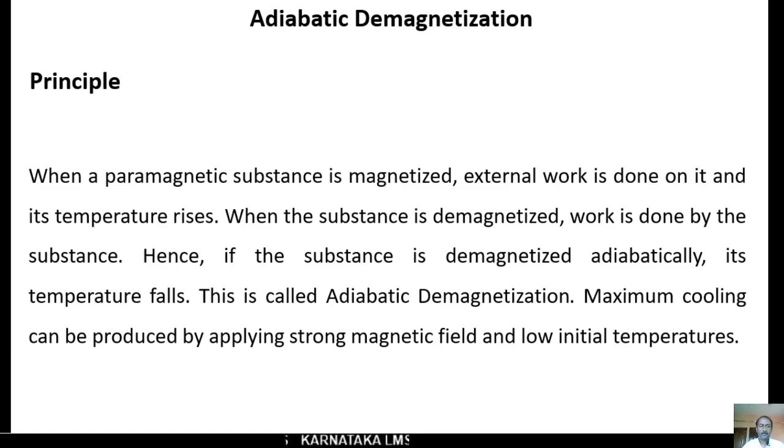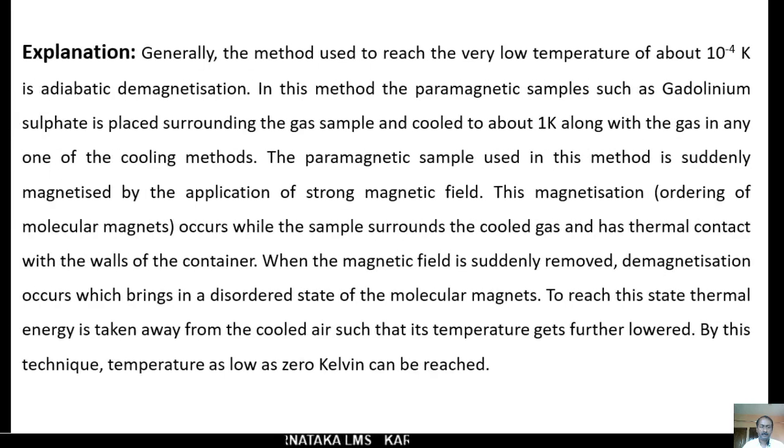Maximum cooling can be produced by applying a strong magnetic field and low initial temperatures. This is the principle of adiabatic demagnetization. Let us see the explanation regarding adiabatic demagnetization in brief.